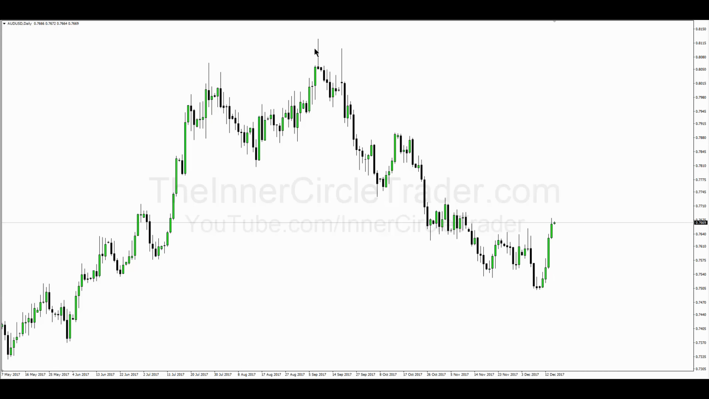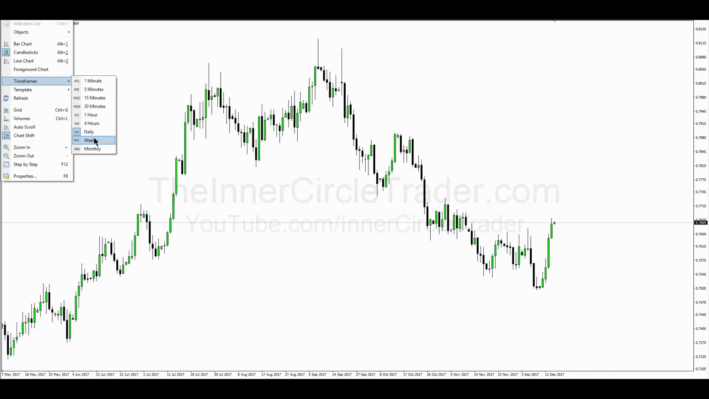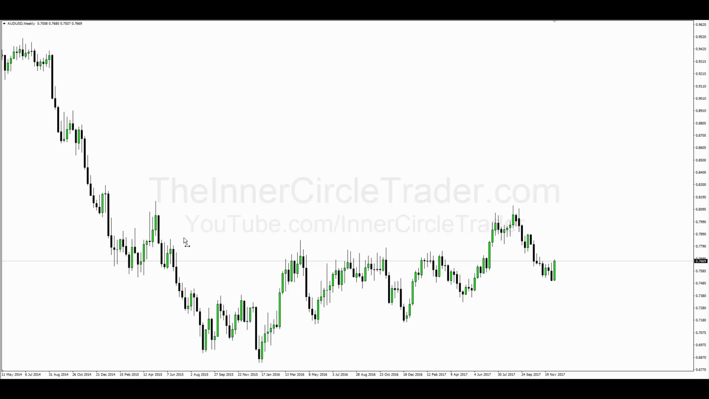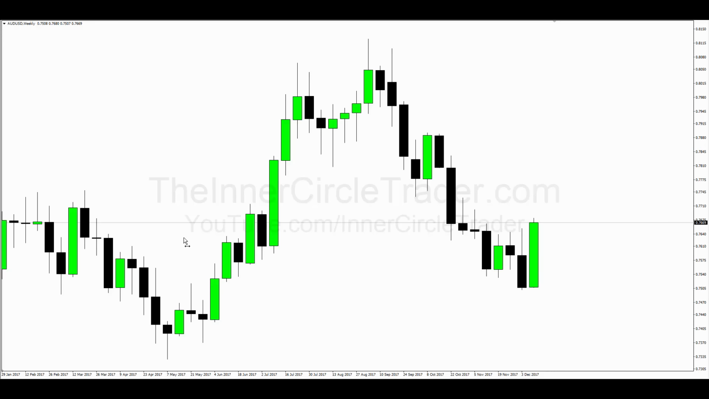Obviously we see the Aussie dollar has been trading lower for a long period of time, basically since September of 2017. We've had several months of bearish prices. So if we go out to a weekly chart, we have this really nice dynamic price movement here.